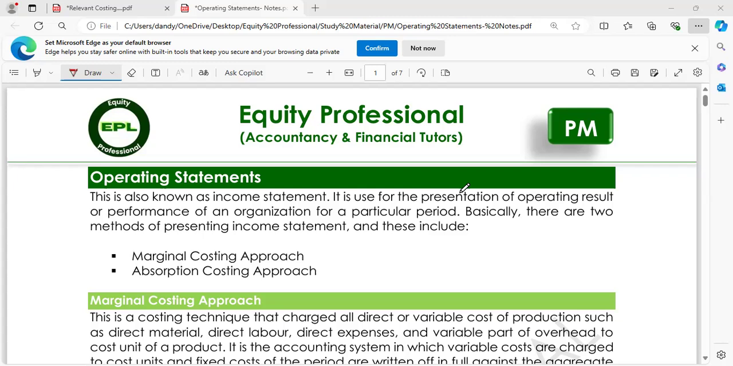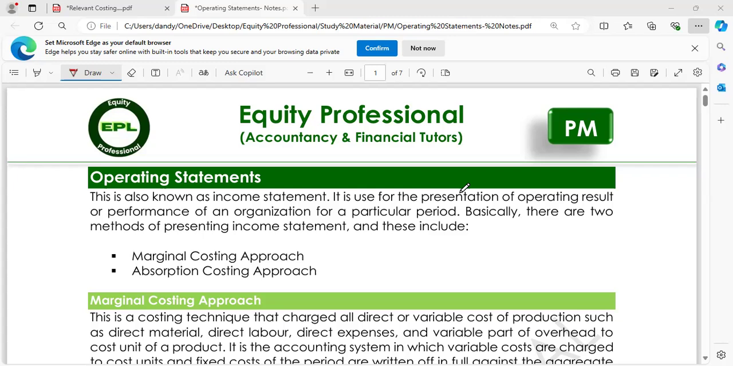As far as the marginal costing approach is concerned, we said that it's an accounting system in which the period costs incurred are written off fully from the aggregate contribution. We also said that last week I provided you with some key features you need to know about the marginal costing technique. These features are very key in the preparation of the income statement using the marginal costing approach.